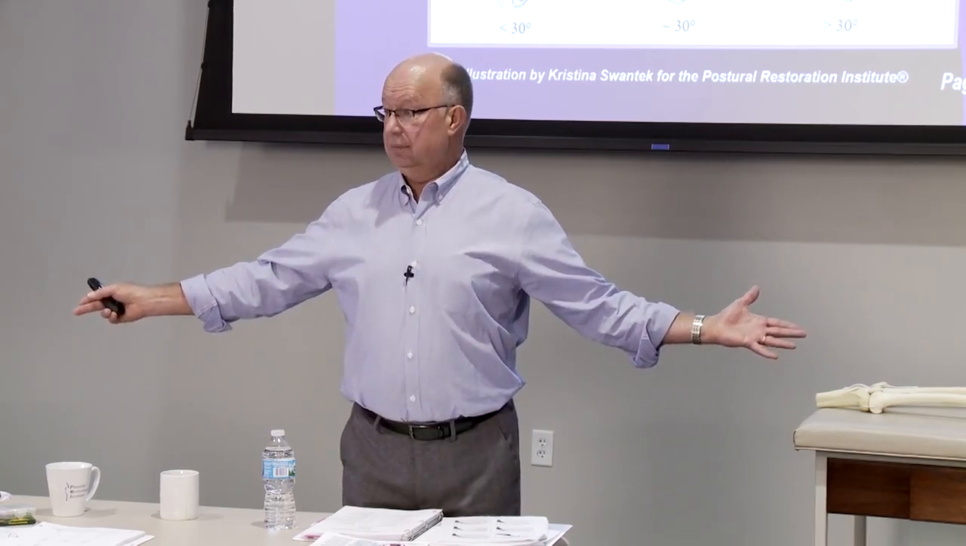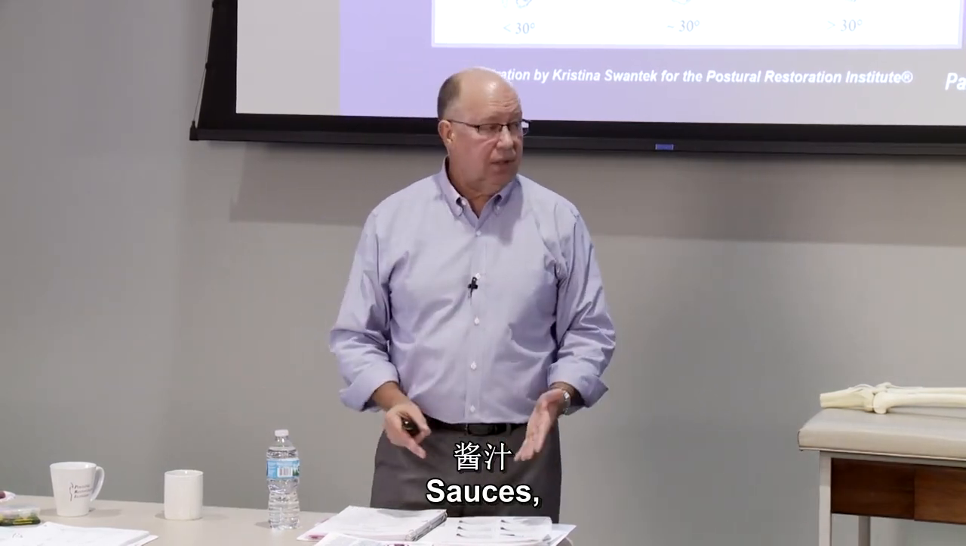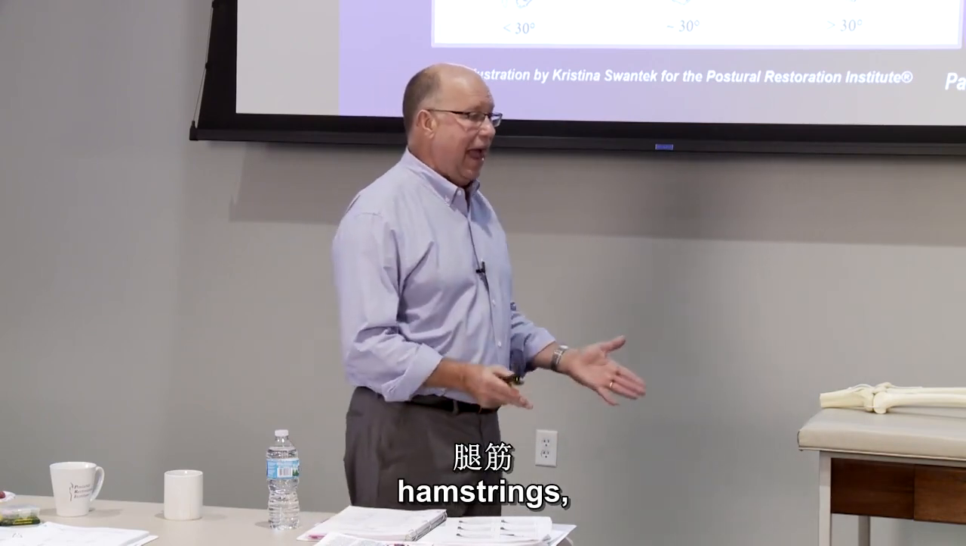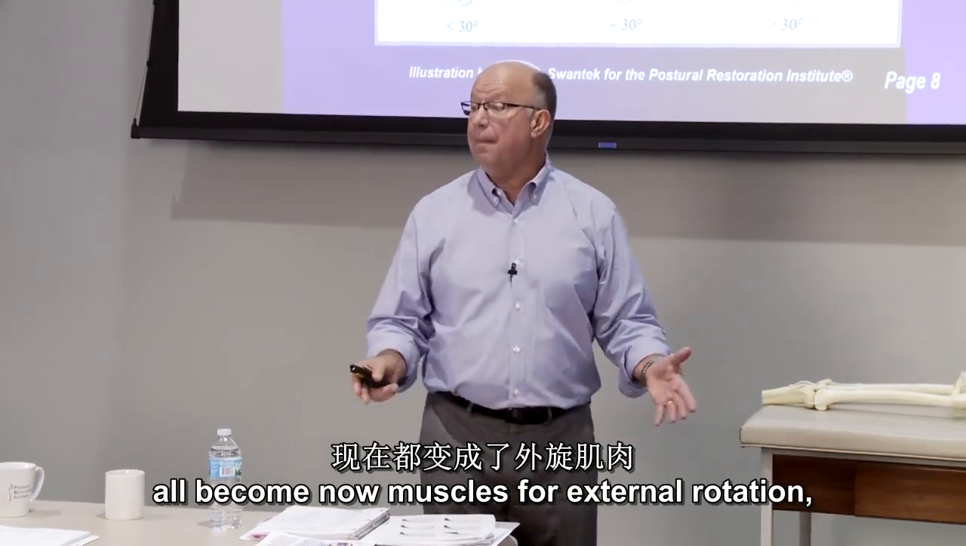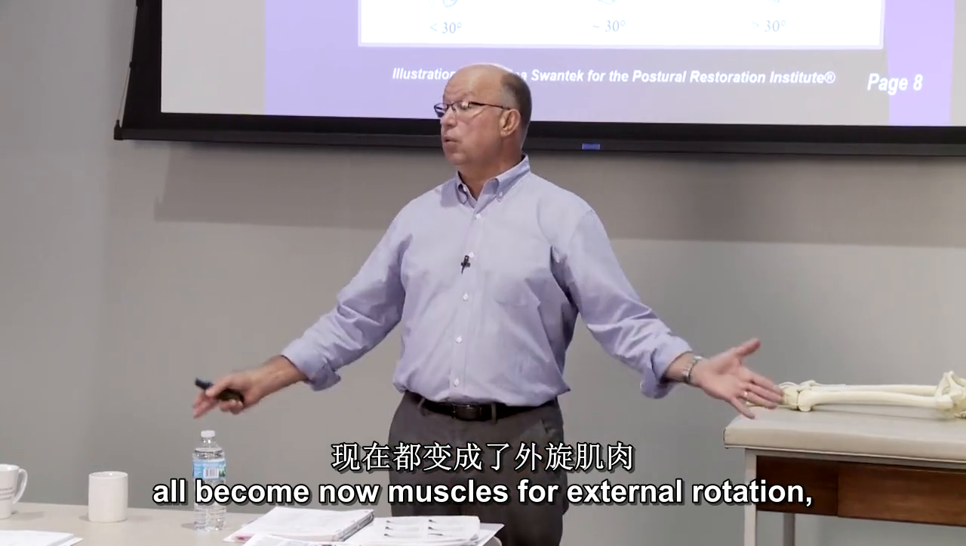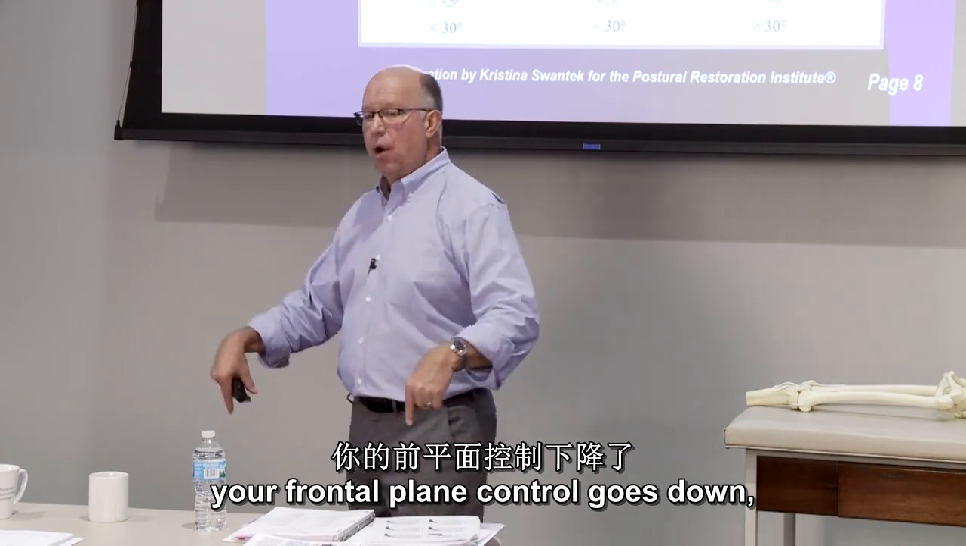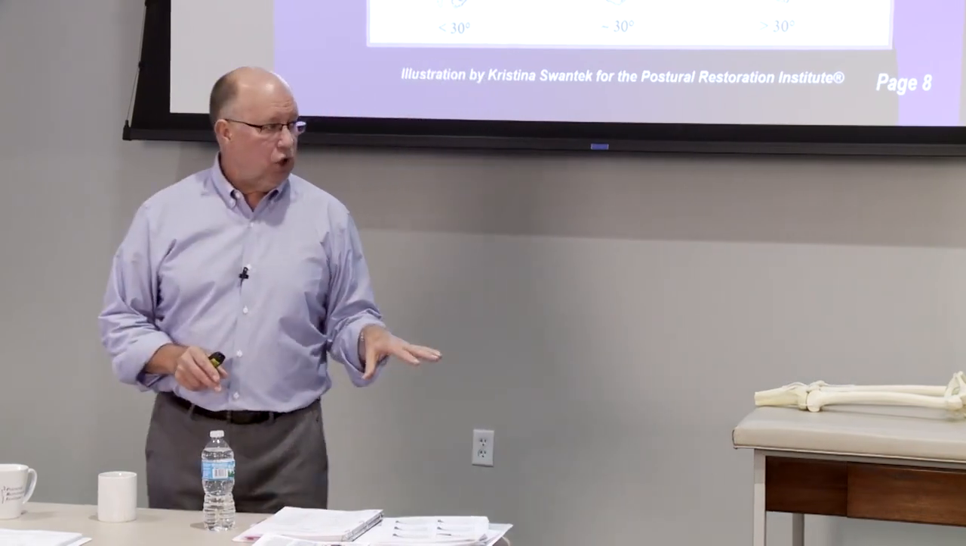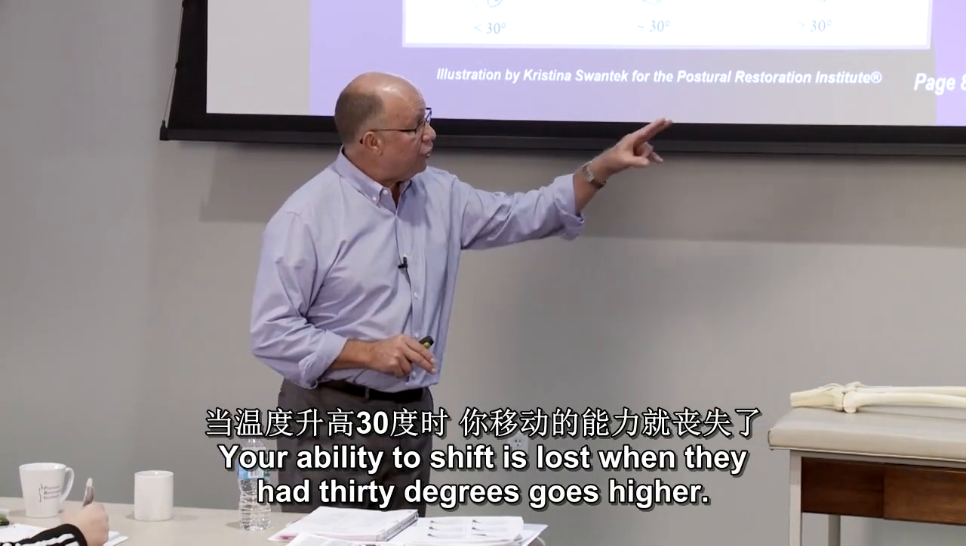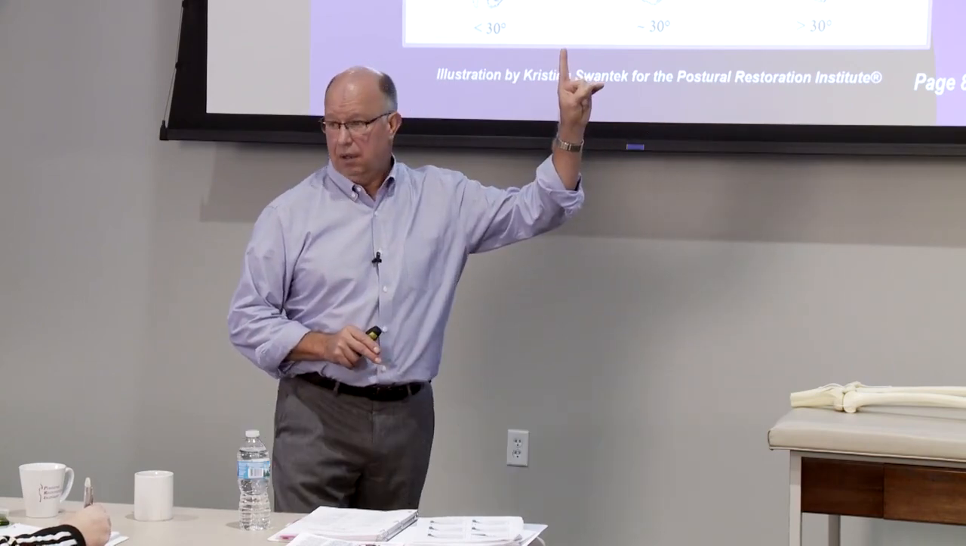Lat, psoases, quads, hamstrings all become muscles for external rotation. Your frontal plane control goes down. You lose it. Your ability to shift is lost when that 30 degrees goes higher.